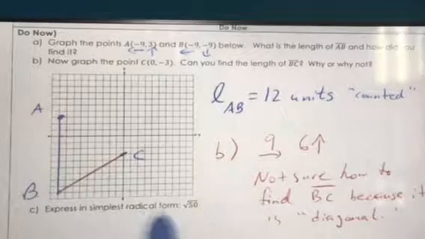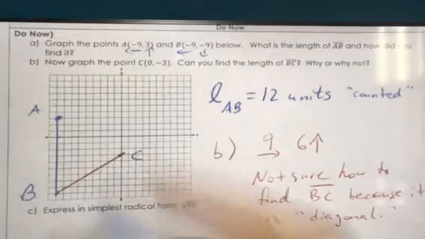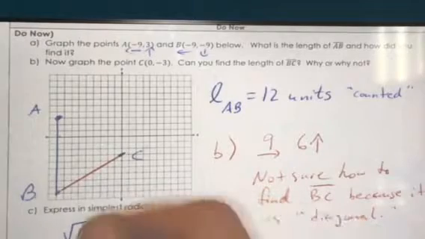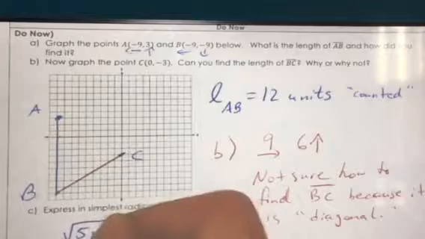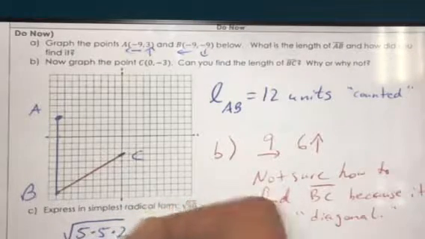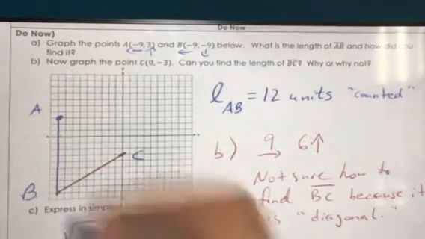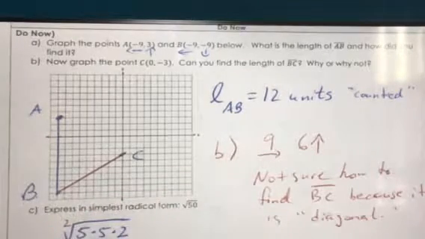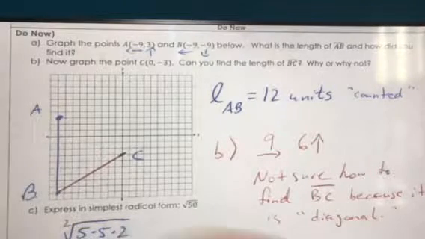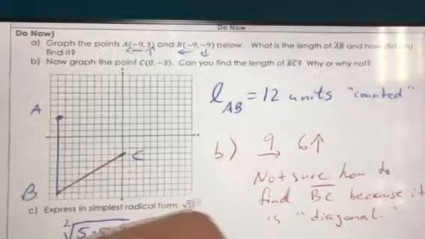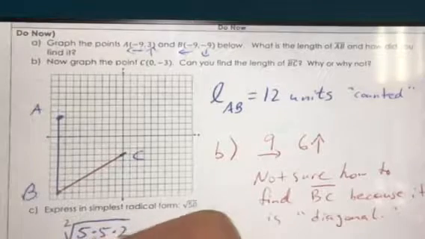Express in simplest radical form, the square root of 50. Awesome. The square root of 50 equals the square root of 25 times 2 equals the square root of 5 times 5 times 2. And the 5s give us the duplicates that we want. This is the index which tells us we want the square root of 50. So 5 comes out times the square root of 2.